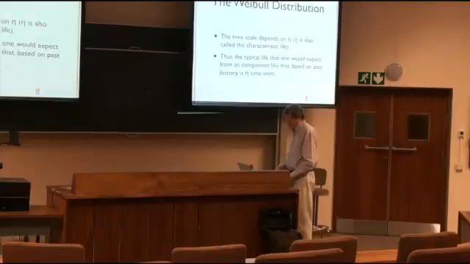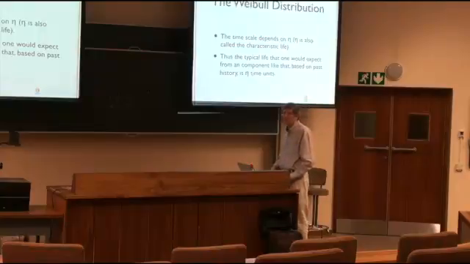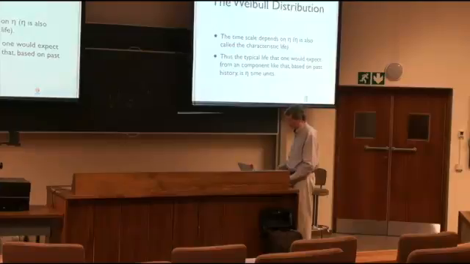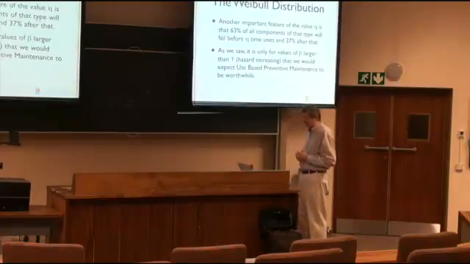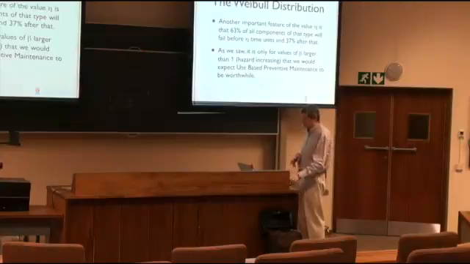We say the time scale depends on eta. Eta is also called the characteristic life of the component. Thus, the typical life that one would expect from such a component, based on past history, is eta time units. Another important feature of eta is that 63% of all components of that type will fail before eta time units and 37% after that.